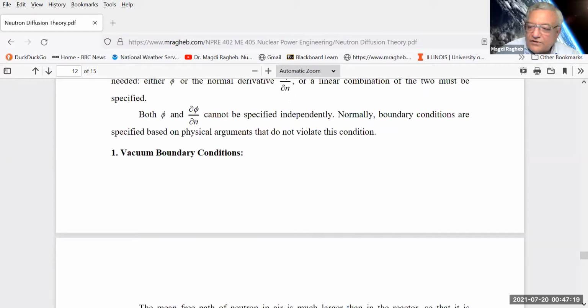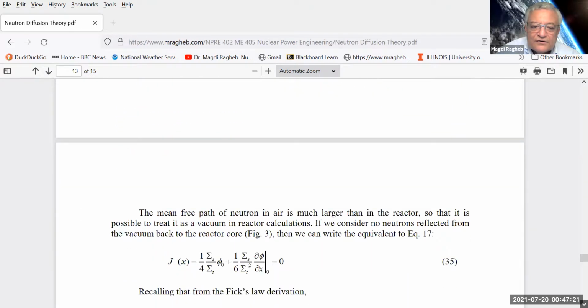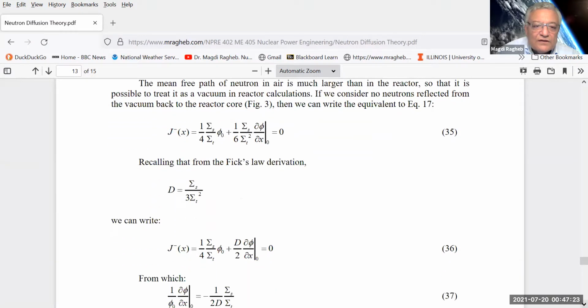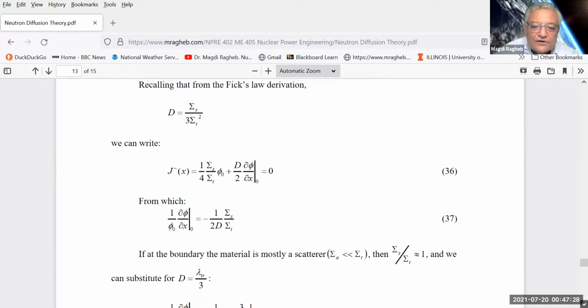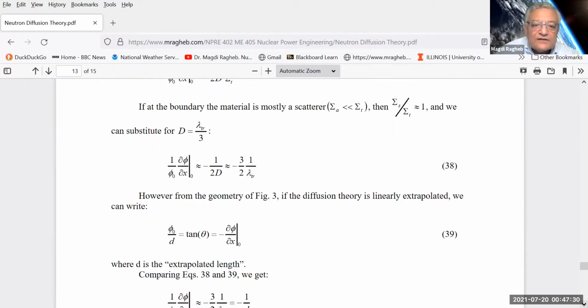You can have boundary conditions that are determined by the vacuum. In that case, we say that the flux is zero at the outer periphery of the nuclear reactor. And we define in that case a diffusion coefficient as the lambda transport. This is a transport mean free path. It's a modified transport mean free path from transport theory. And the diffusion coefficient is nothing other than that distance divided by 3. Notice here that the diffusion coefficient would have units of distance.